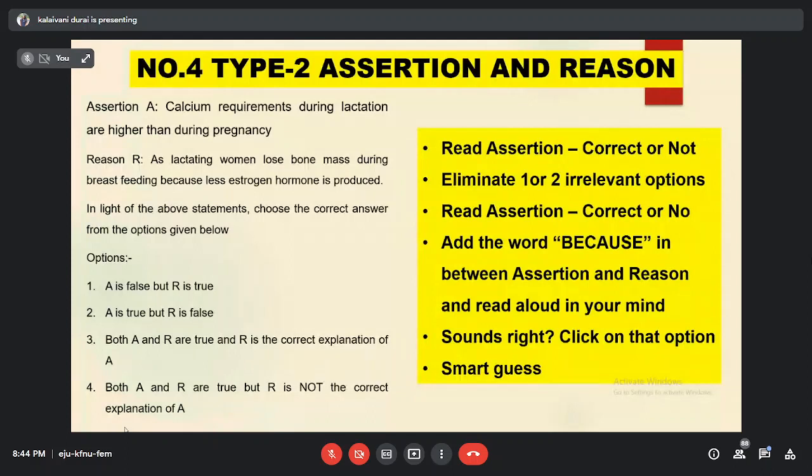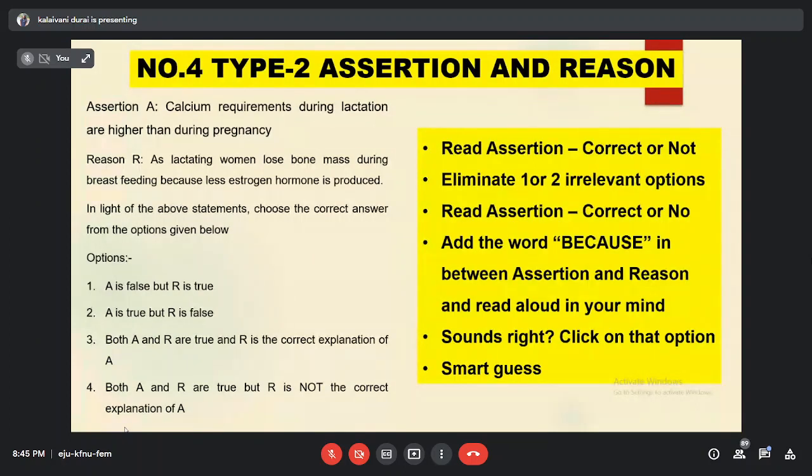You can read it in 2 ways. Calcium requirements during lactation are higher than during pregnancy because lactating women lose bone mass. Or I can read it in this way also. Calcium requirements during lactation are higher than during pregnancy because less estrogen hormone is produced. Like that also I can read. But in most of the questions, there will be only one correct explanation in the reason. So this is kind of a tricky question. I purposefully put it here.